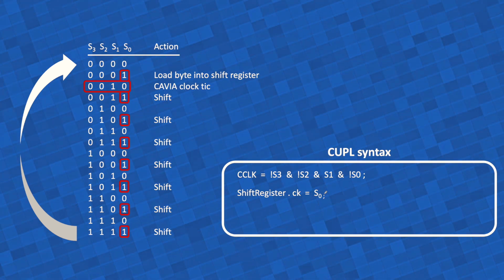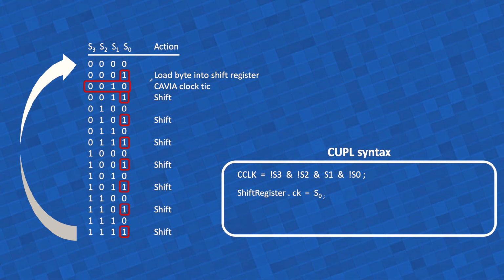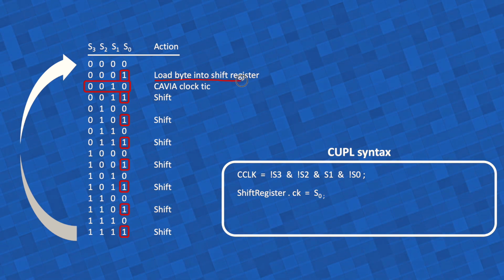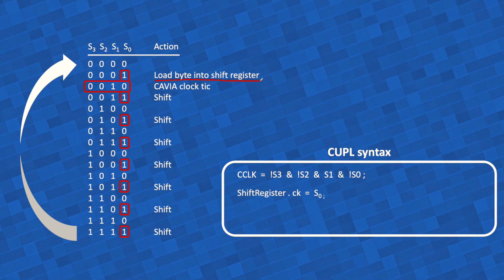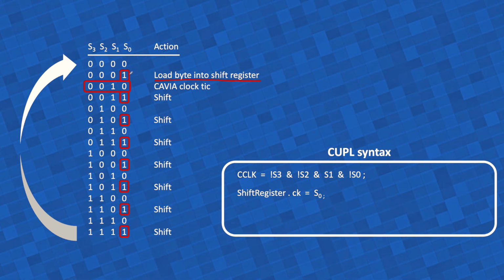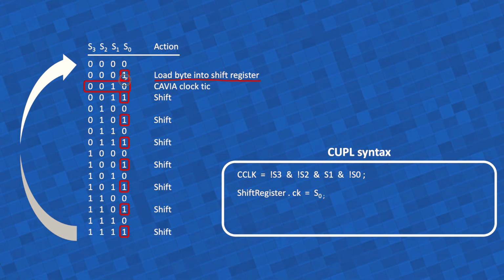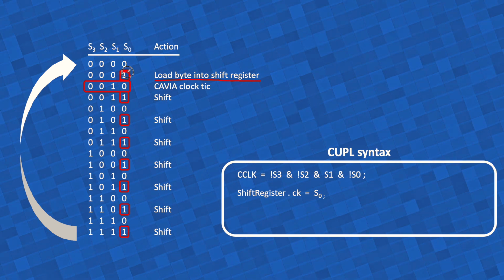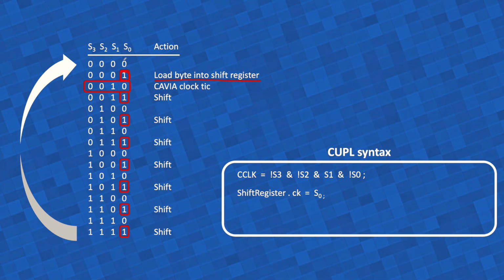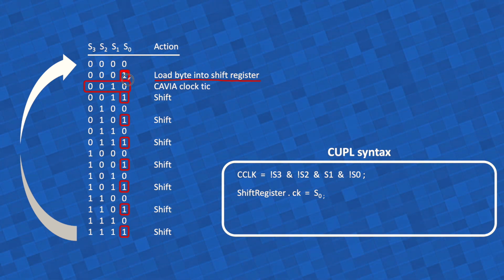Now the final thing we need to check out is, okay, how do we write the logic for loading a new byte into the shift register? Well, notice that the load only happens here. Now this is S0, so this is already the shift register clock. The clock will do nothing when S0 is 0. It will only do something when S0 is 1.